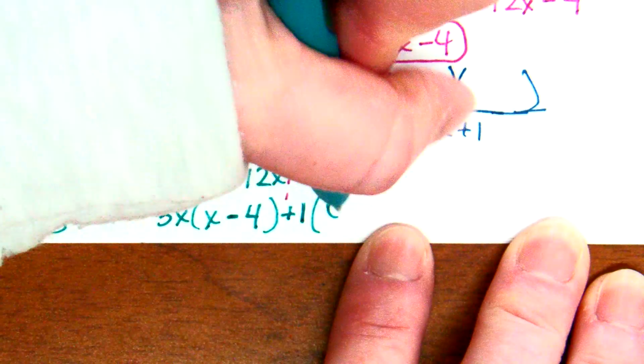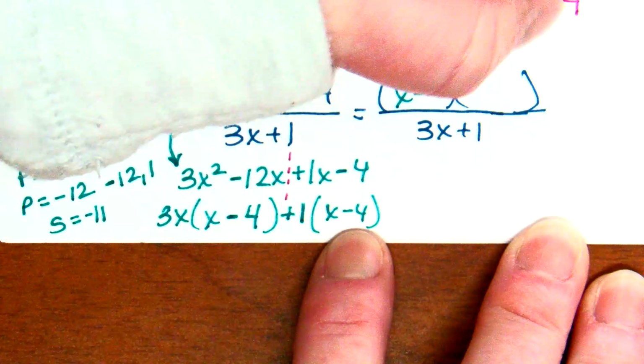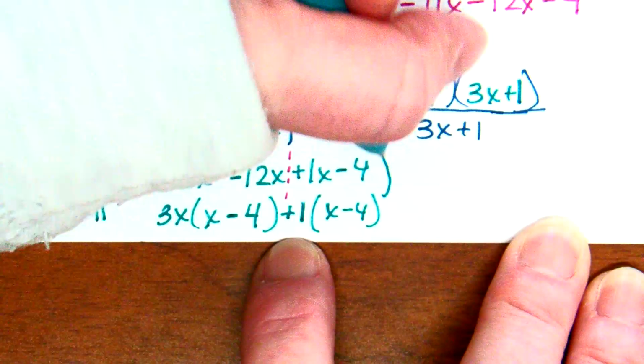Remember my matching parentheses? One of my parentheses is x minus 4. Matching parentheses. The other parenthesis is 3x plus 1. You've been there. You've done that.